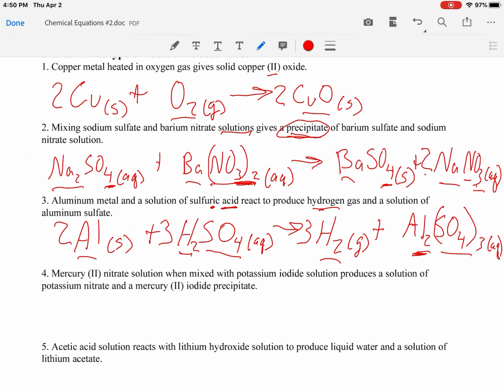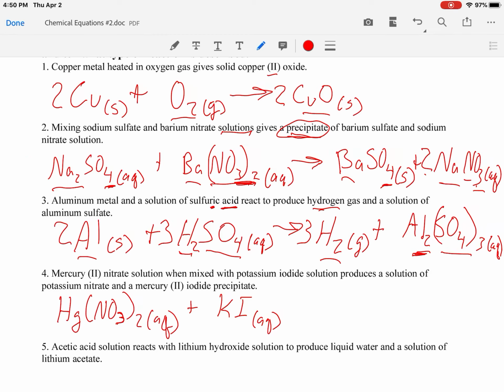All right, let's look at the last one here. Mercury 2 nitrate. Again, remember that Roman numeral 2 means +2. The nitrate is a -1, so we need 2 of those guys to balance that out. And that is a solution, AQ. And that is mixed with potassium iodide solution.